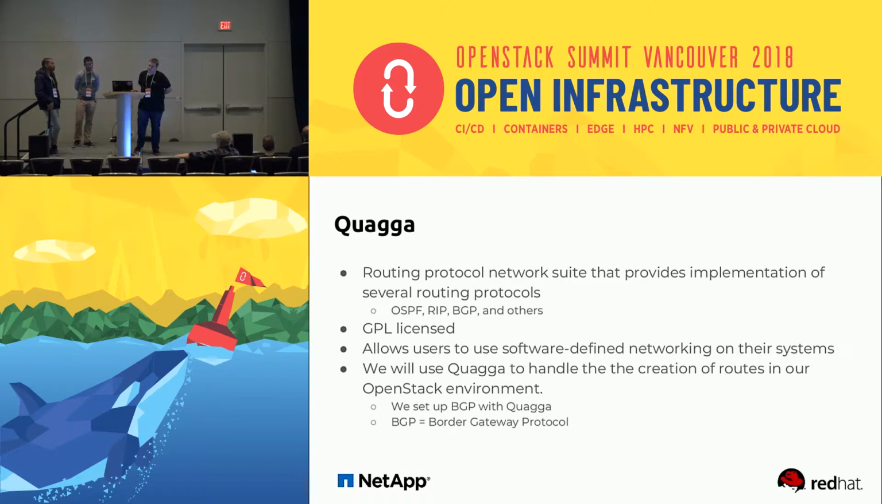All right, so I'm going to talk a little bit about Quagga here. It's an open source routing protocol network suite, and it implements a whole bunch of different routing protocols: OSPF, RIP, BGP, and others. It's GPL, and it allows users to use software-defined networking on their systems.